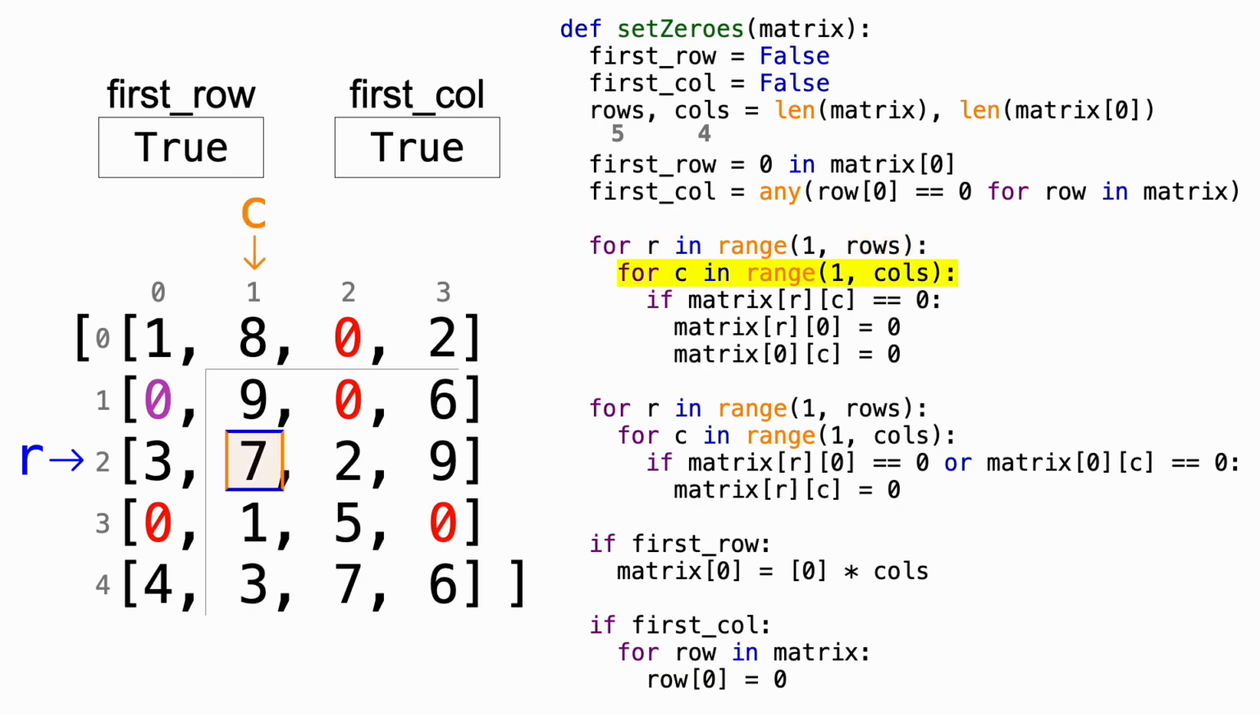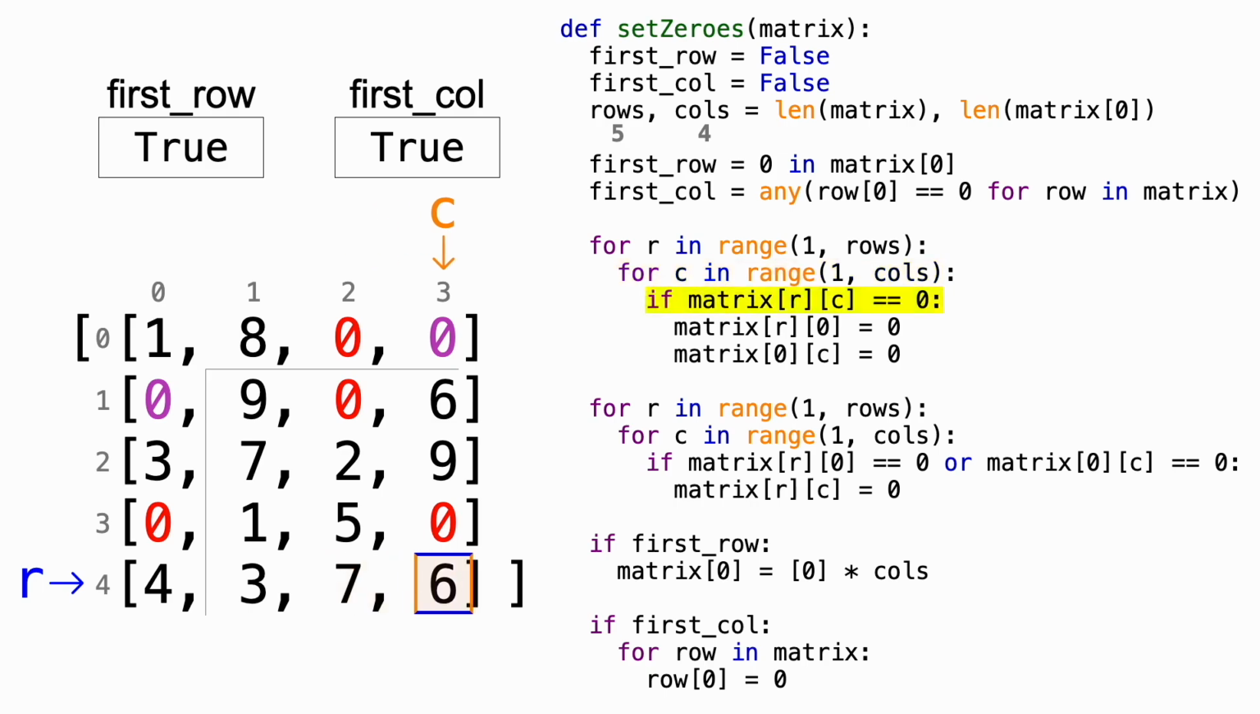Again, c will start at 1, and the element at index r and c is 7. This is not 0, so let's look at the next element, which is also not 0. And neither is the last element of this row, so we'll just move on to the next row. Again, the first element is not a 0, and neither is the second one. But at column 3, we finally find another 0. So again, let's set the first element of this row to be 0, and then let's set the first element of this column to be 0 as well. And finally, for the last row, we can already see that there are no zeros, so we won't do anything for this row.